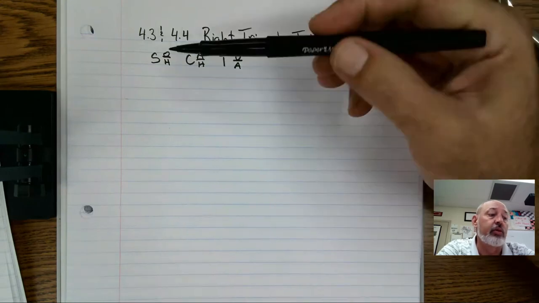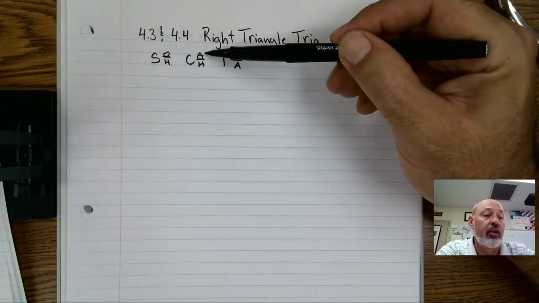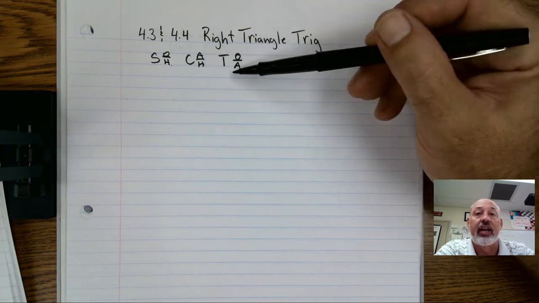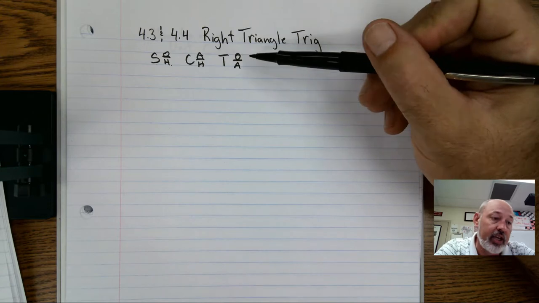Remember, the sine is equal to the opposite over the hypotenuse. Cosine is equal to the adjacent over the hypotenuse, and the tangent is equal to the ratio of the opposite side divided by the adjacent side.